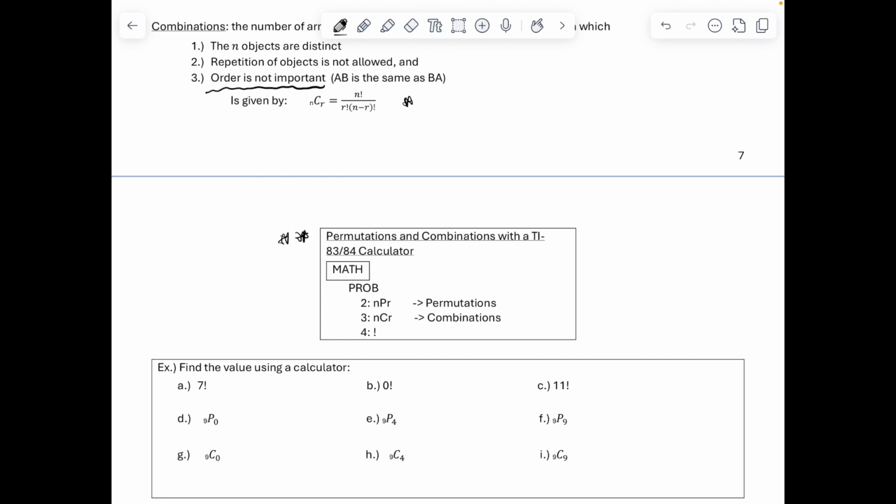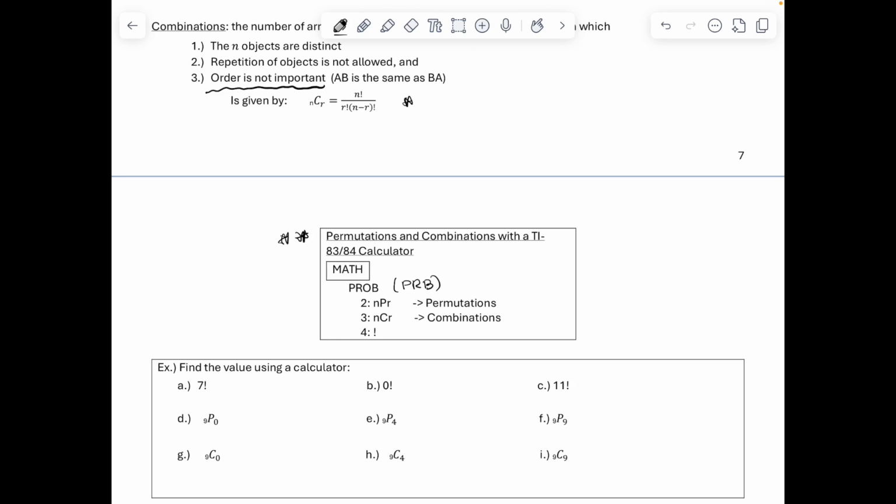So on the next page, this says permutations and combinations with the TI-83/84 calculator. Also notice that we have factorial also listed on there. From this, you are going to go to your math button on your graphing calculator and look for PRB. It either says PROB on your calculator or PRB. There's two different ways that the graphing calculators have that written. And then you'll notice that there's one that says nPr and then another one that says nCr and then another one that says exclamation mark, which is our factorial.